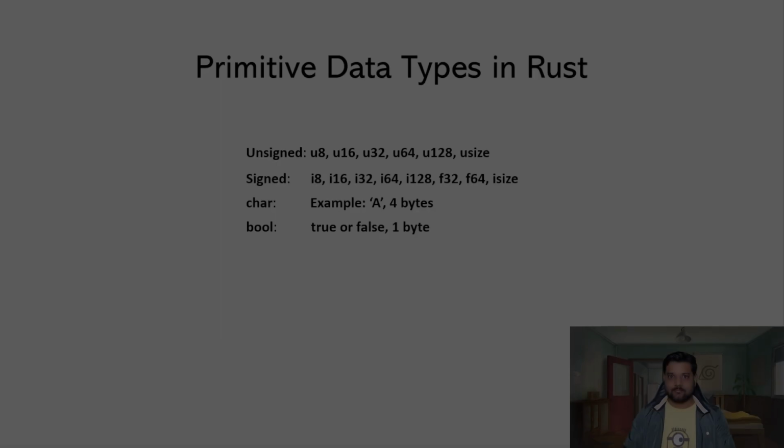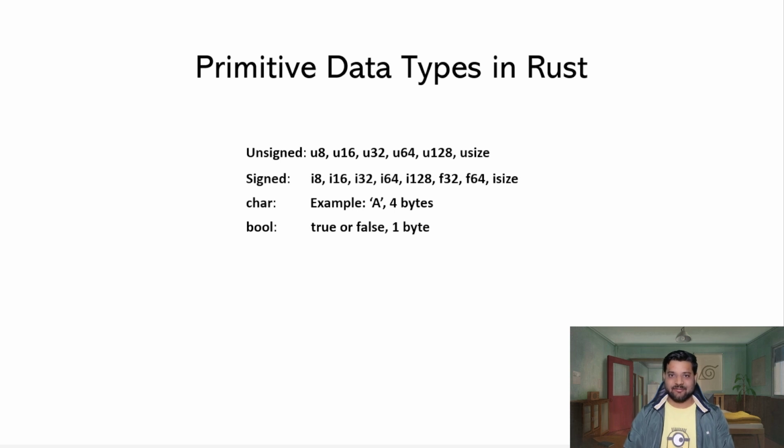So in this video we are going to go through primitive data types in Rust, but before that we are going to get into some computer science basics about bits and bytes to understand the data more clearly. So let's dive in. Following are the primitive data types in Rust.